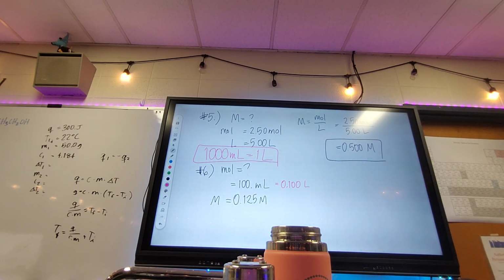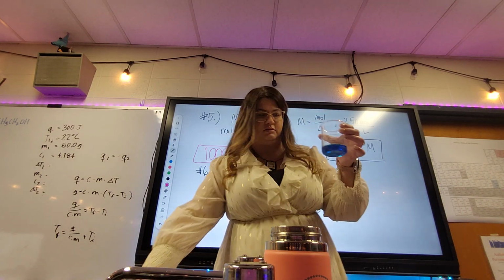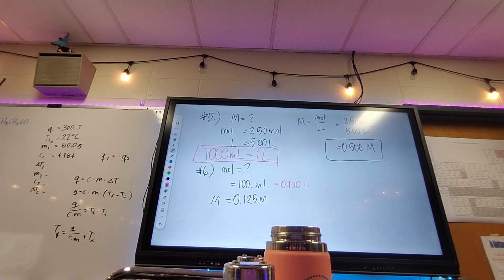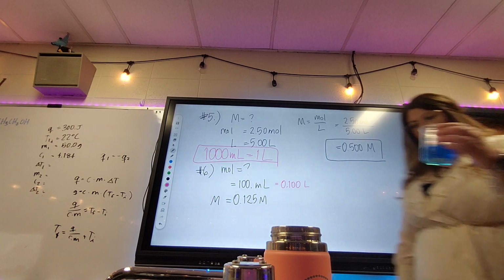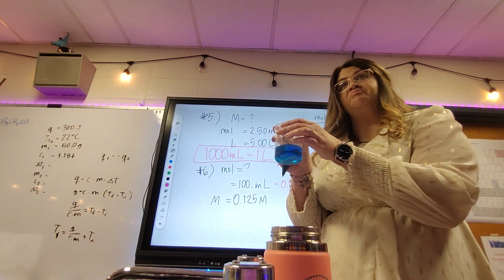100 milliliters is less than what's in this beaker. Oh wait, no, this is 50 milliliters. I read it wrong. I'll fill it back up. There's concentrated acid in here, and putting water in it is not what you're supposed to do, so I'm just trying to be careful. I'm not going to kill myself. Okay, so this is 100 milliliters.